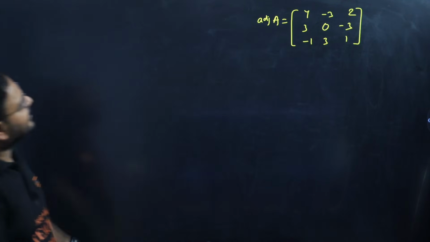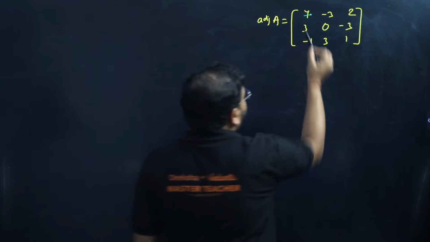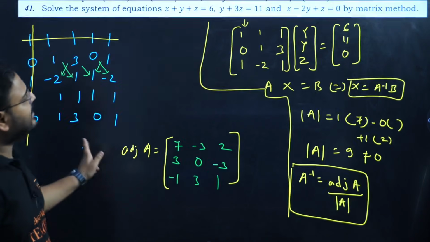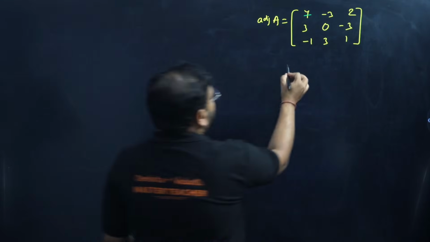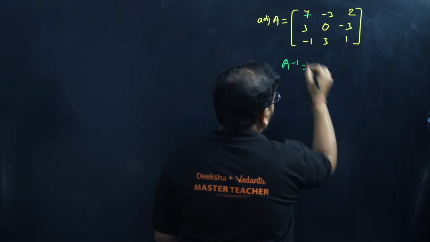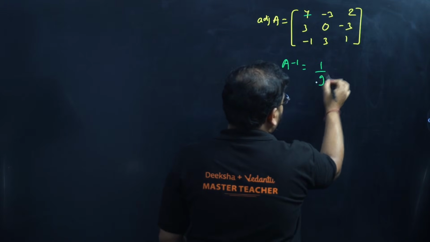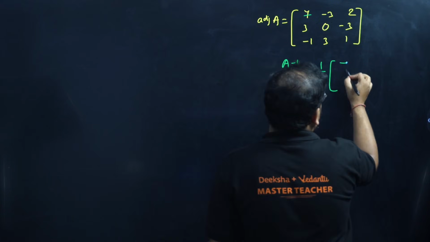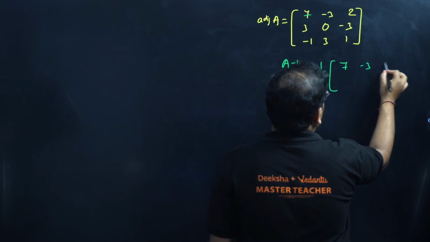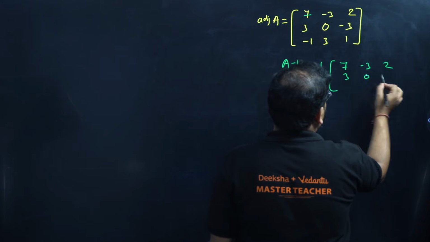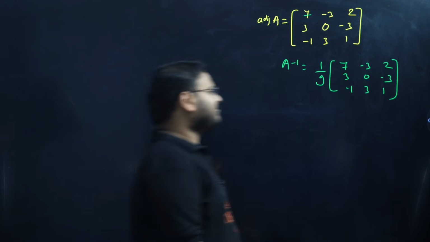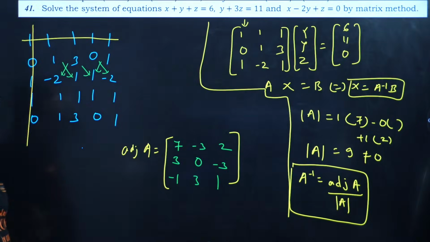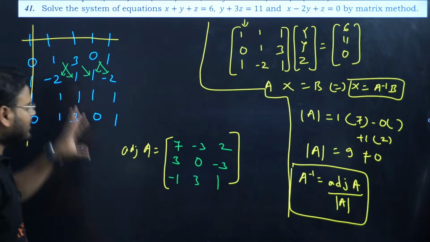I've got the value already, so let's just compare. 7, minus 3, 2, no calculation mistake. 3, 0, minus 3 and minus 1, 3, 1. This is the correct value. So the inverse will be 1 by 9 times the same thing: 7, minus 3, 2, 3, 0, minus 3, minus 1, 3 and 1. I already solved it to get the result, but here I just wanted to show you how it is done to find the adjoint.